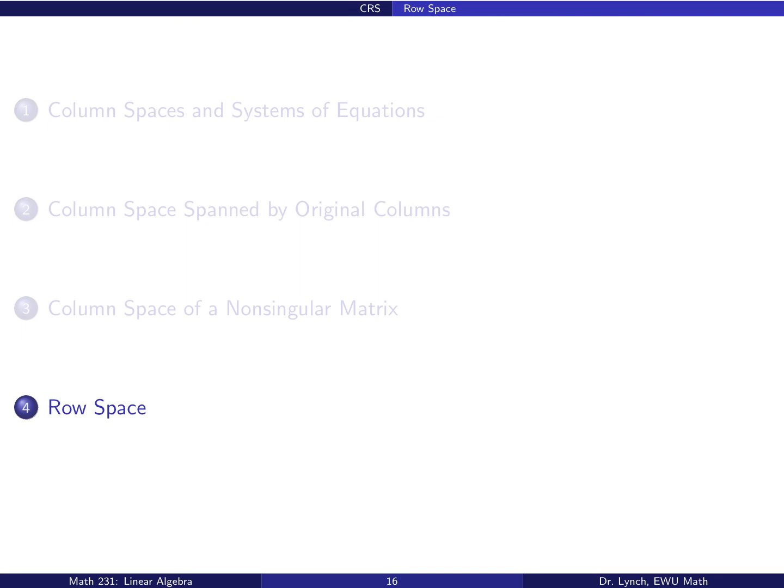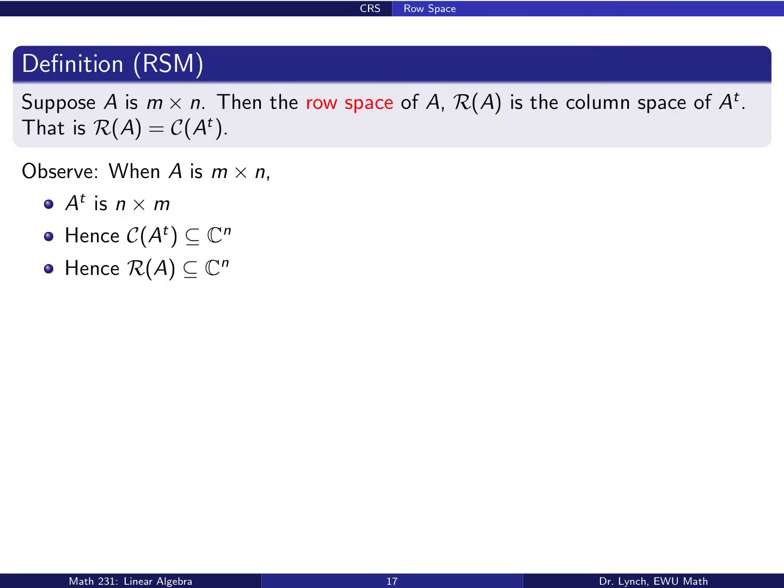Okay, let's go ahead and talk about row space of a matrix. Slightly different. Here's the definition. Given a matrix A, the row space of A is the column space of A transpose. Okay, I'll hit you with that again. The row space of a matrix A is the column space of its transpose. Since we know how to find column space, we know how to find row space too.